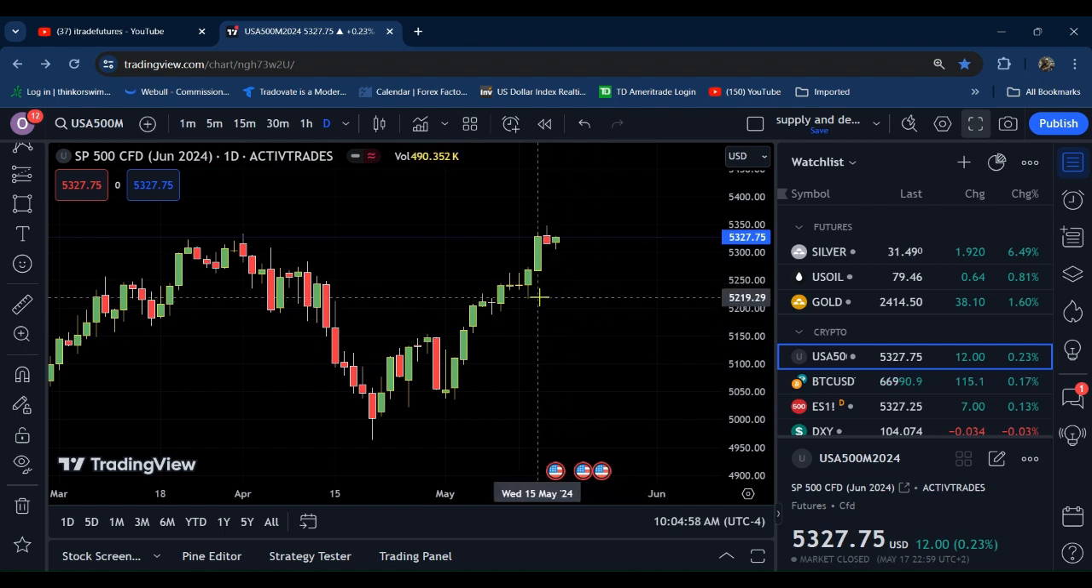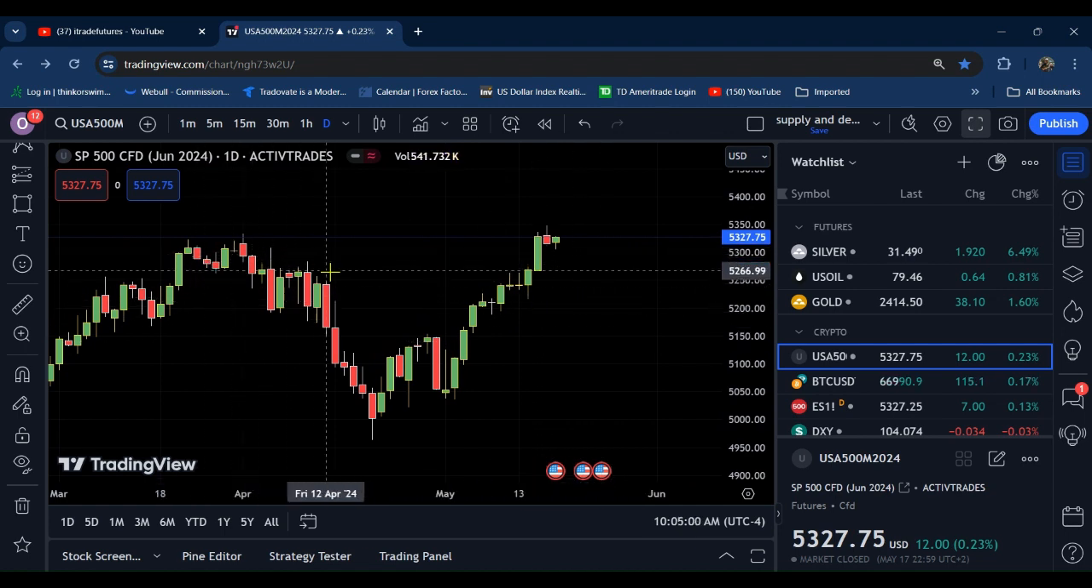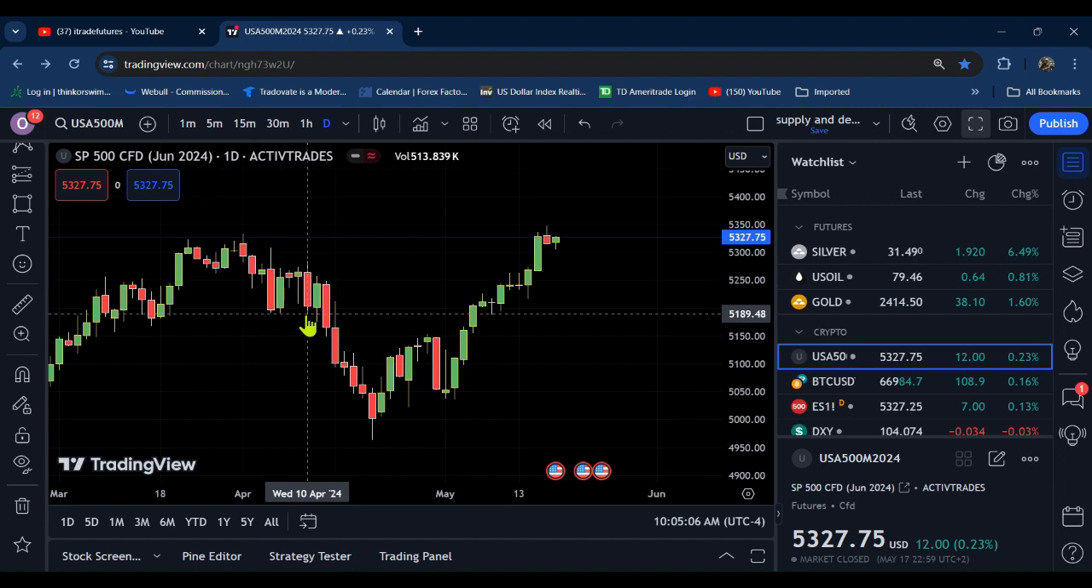This is a daily chart, and it only takes into account the regular trading hours. So you're not seeing all the overnight movement. This is just from open to close of the normal day session.